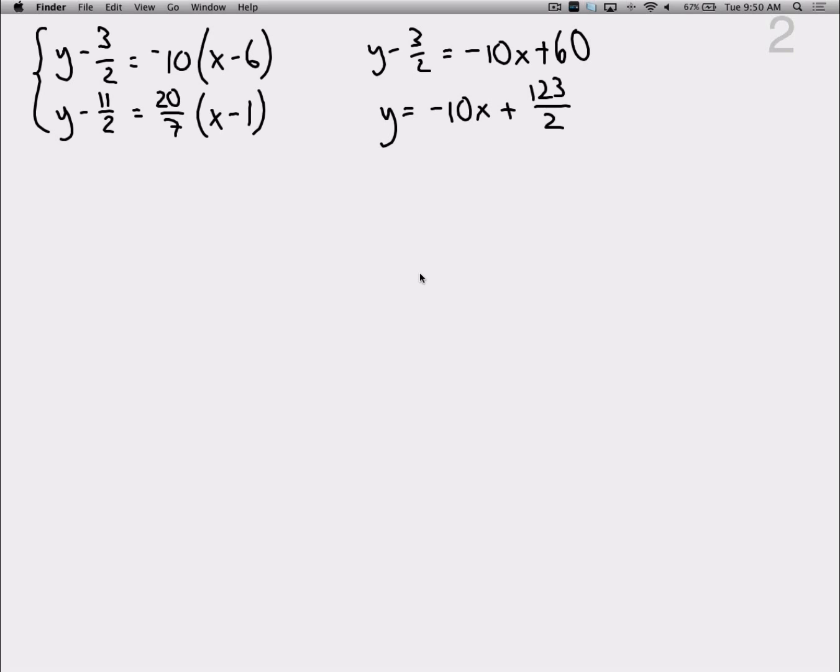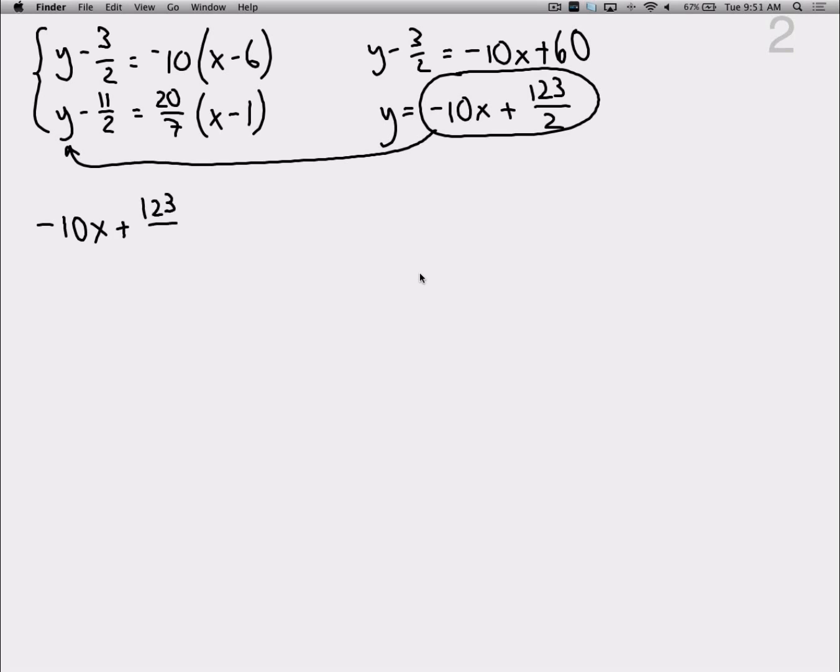Now, Rebecca, now that I've done this, what am I doing with this? You plug it into the bottom equation. Good. Take this and plug it in over there. Don't plug it back into the equation you just solved. You won't be happy with the results. So, negative 10x plus 123 halves minus 11 halves is equal to 20 sevenths times the quantity x minus 1. Is that solvable? Yep. How do you know? There's only one variable.